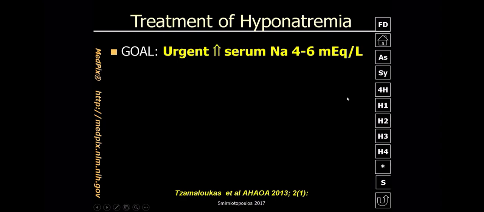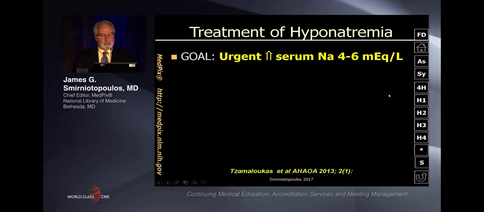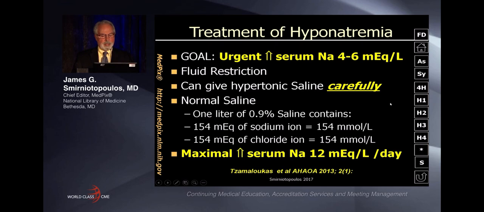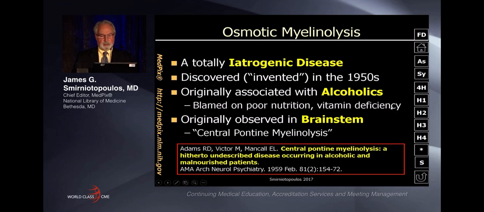So how do we treat hyponatremia? The patient has to have an urgent, mild correction of the serum sodium, but the thing that's very important is you don't want to overly rapidly correct the serum sodium levels, because when you do that, the patient's going to get osmotic myelinolysis, which is an iatrogenic disease. So they have to correct the serum sodium, but they have to do it very gradually over time.